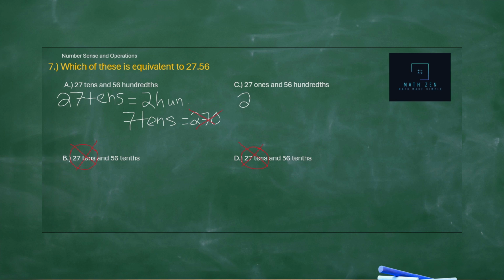But let's break it down anyway. So we have 27 ones, which is going to be broken down into 2 tens, which, look at that, we have a 2 in the tens place. That's what we want. And then that's going to break into 7 ones, and we have a 7 in our ones place. And then the 56 hundredths, again, is exactly what we needed. So C is the correct choice here.